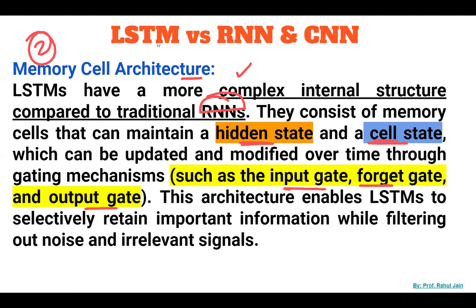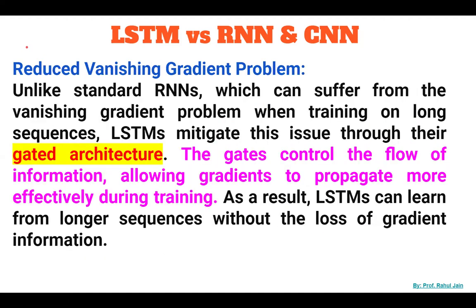And this architecture enables long short-term memories to selectively retain important information while filtering out the noise and irrelevant signal from the data set. So due to its complex internal structure, this could be the second reason. And one more reason could be the reduced vanishing gradient problem that we have discussed, because of its gated mechanism, gates control the flow of information and allow gradients to propagate more effectively during training. And as a result, LSTM can learn from longer sequences without loss of gradient information.